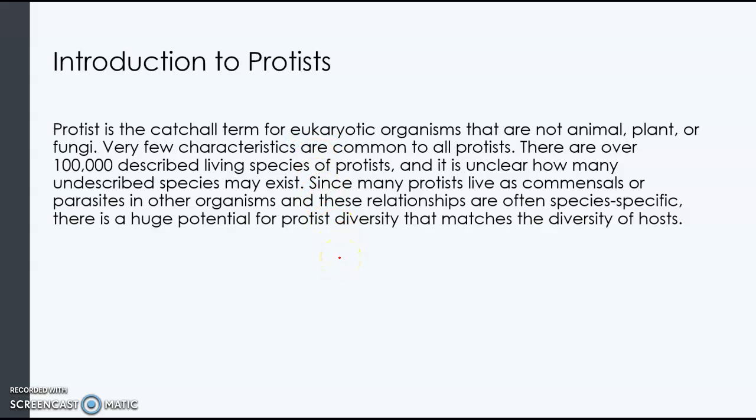And some of them are multicellular. Some are unicellular and some are multicellular. So basically what we do in the eukaryotic organisms is that protists are the kingdom of organisms that can't be classified as an animal, a plant, or a fungi.